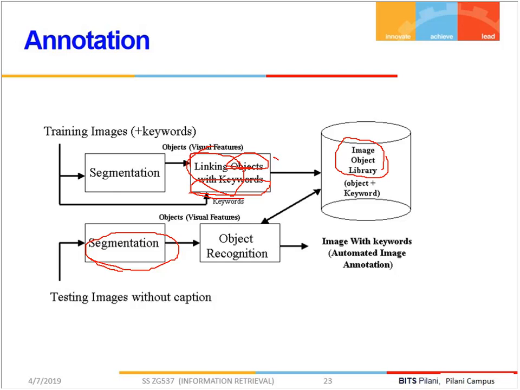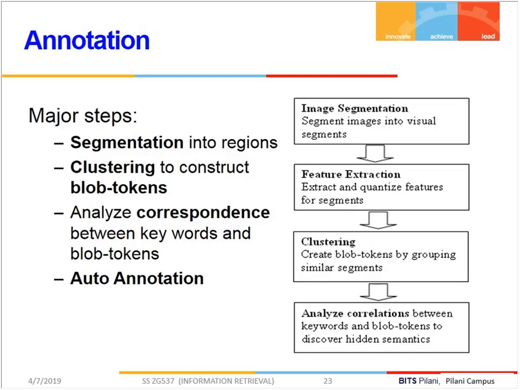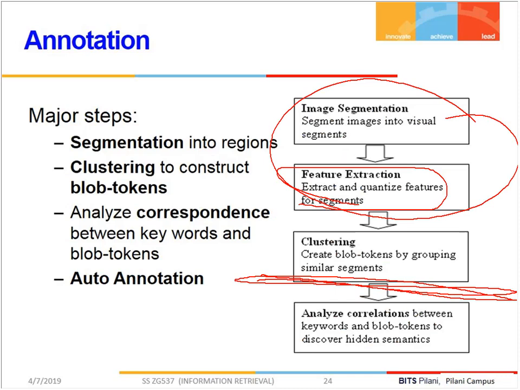So the process here is that you segment the images into visual terms. You extract and quantize the features for the segments. Basically you are trying to extract the visual terms, and some visual terms might be similar to each other, so you cluster them together. So the first and second steps are segmenting the image into different segments, and then the segments which are very similar to each other you cluster together in one cluster, and that is the final creation of a visual term, or a patch or a blob token. So after clustering, you are able to generate the visual terms.